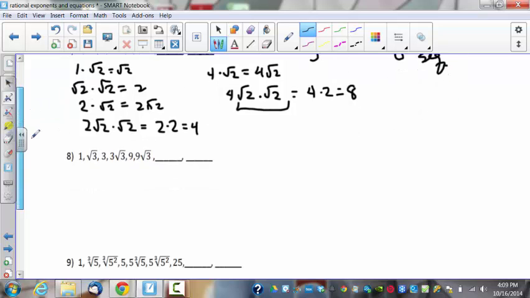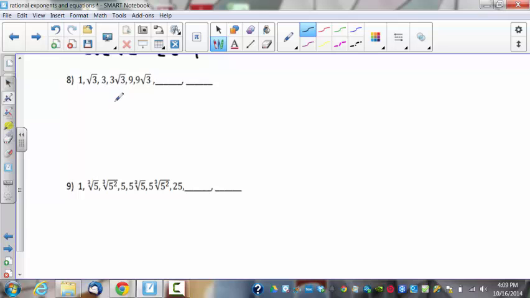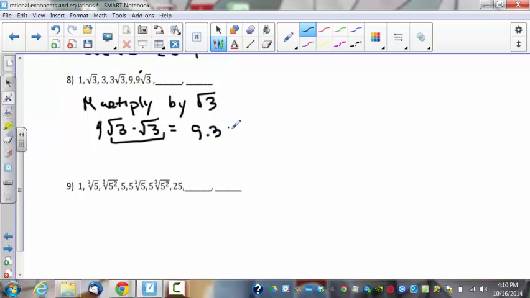Okay, for the last one, oh, I'm sorry, not the last one, second to last one, instead of multiplying by square root of 2, we're actually multiplying by square root of 3. Okay, so let's go ahead and take a look at 9 square root of 3. And we multiply that by the square root of 3. We get 9 times 3, which is 27. And then 27 times the square root of 3 is simply 27 square root of 3. Okay, and then the last one.